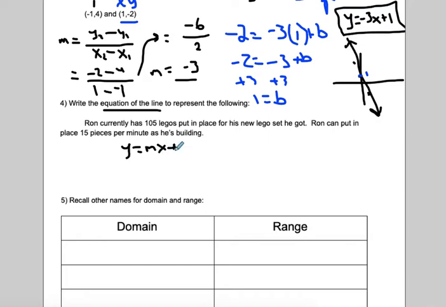So we're looking for y equals mx plus b. There we go. The things that we have to identify are the slope and the y-intercept. Well, in this scenario, the slope, that's your rate of change. How are things changing, and by what unit, I guess. In this case, it's given to us right here. He can put in 15 pieces per minute. That's your rate of change. So your rate of change for this is 15.